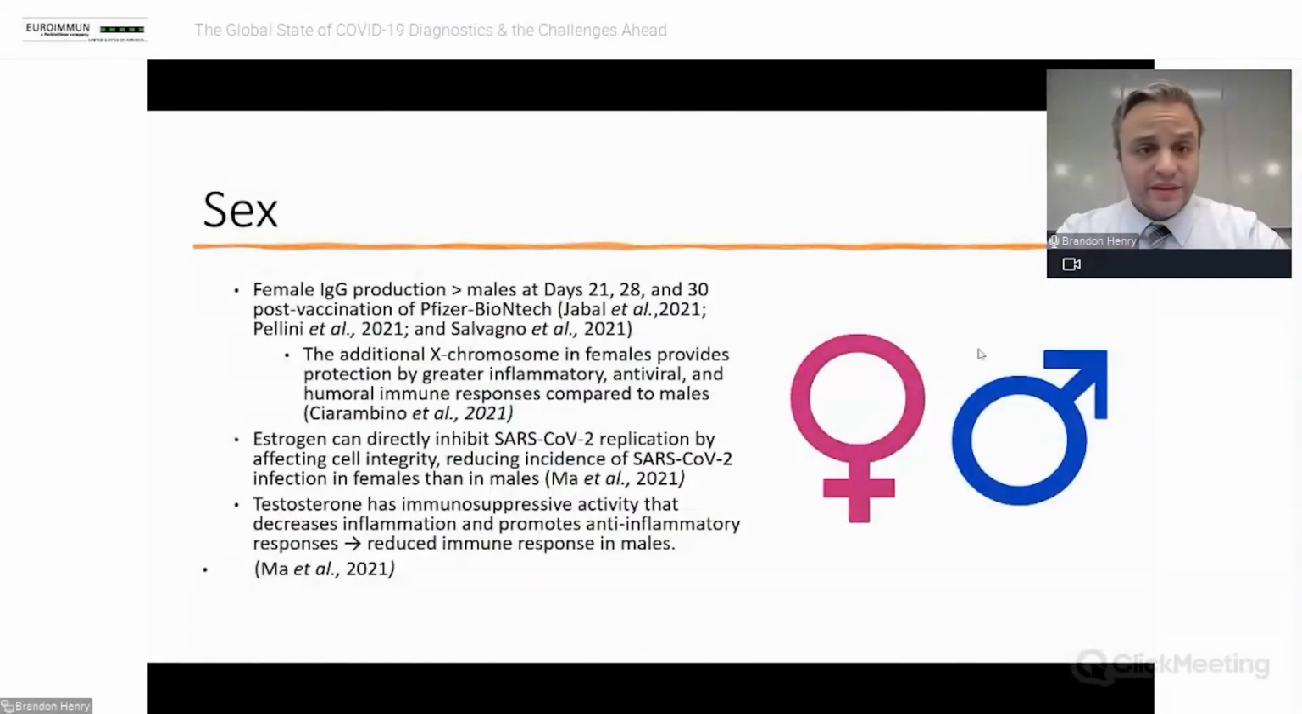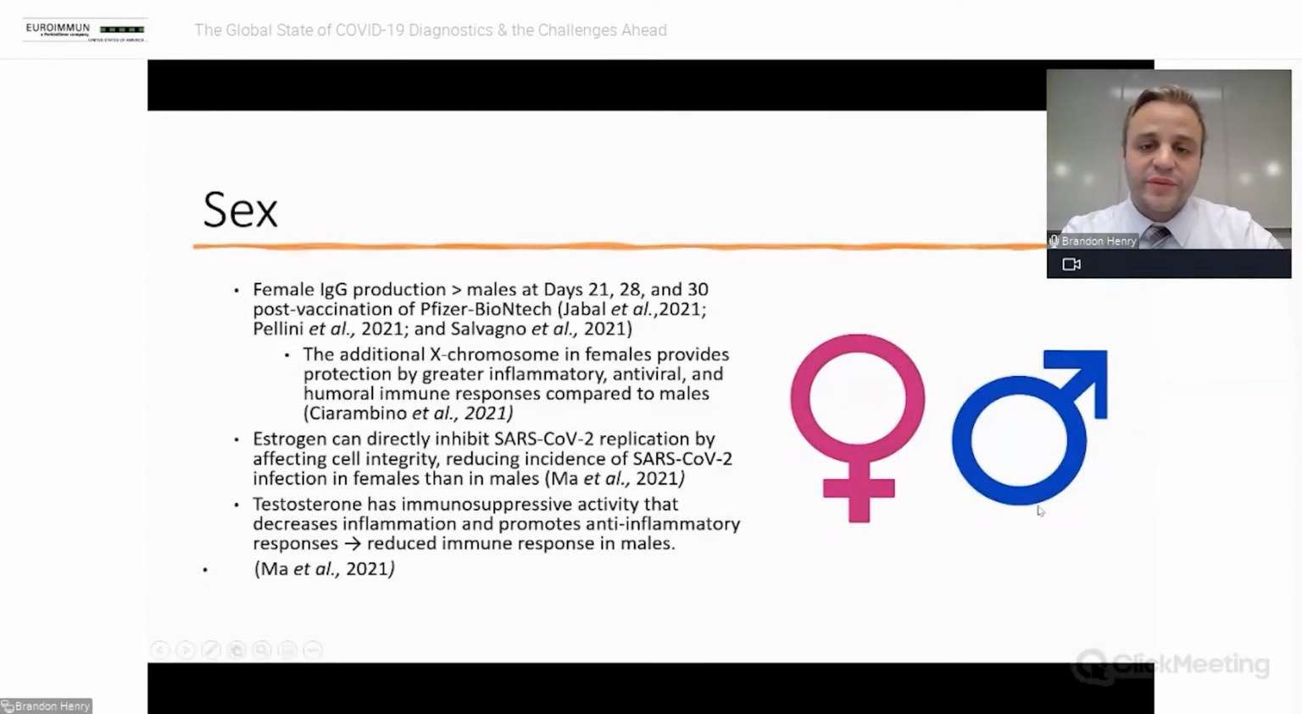I think in the next talk, they're going to go into some of these studies in a little bit more detail. Sex is also a really important factor in vaccine efficacy, with female IgG production significantly outperforming males after the first and second dose. It gets into really interesting physiology here and genetics. The X chromosome in the female provides greater inflammatory, antiviral, and humoral immune responses compared to males, and certainly is a factor why we probably see more severe disease in males.